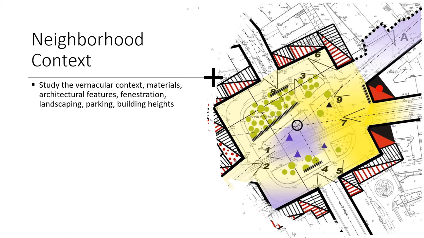You also have to study the vernacular context in terms of materials, architectural features, fenestrations or the windows, doors, the landscaping, parking, and of course the building heights. You don't want to put your building out of scale or out of theme, or is that what you're intending to do? Depending on what you really want to do for your building, you have to have all of this information ready. Are there any historical buildings nearby or buildings of significance? Are you beside a monument? Are you beside a historical building? Are you going to use it as part of your design, etc.?